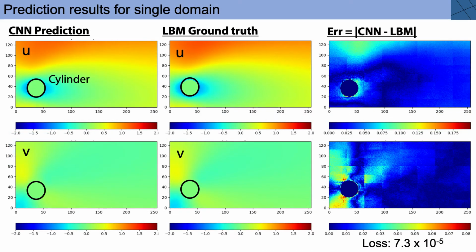Here is the prediction result for a single domain. The left side of the figures are the CNN prediction of velocity fields. The middle figures show the LBM ground truth. The right side of the figures are the difference between the CNN prediction and the LBM results. As shown in the figures, our model can predict the LBM ground truth.